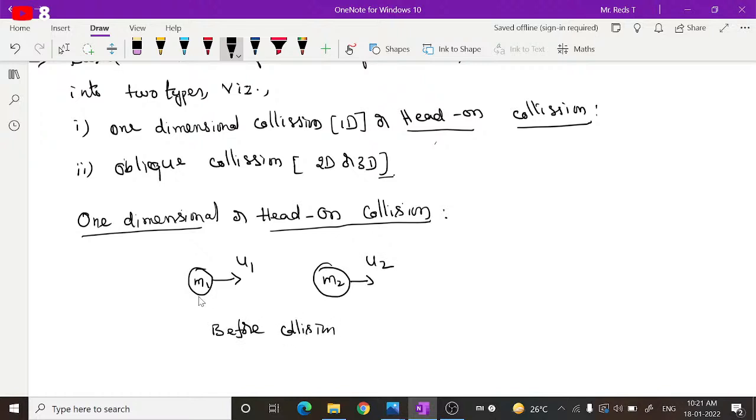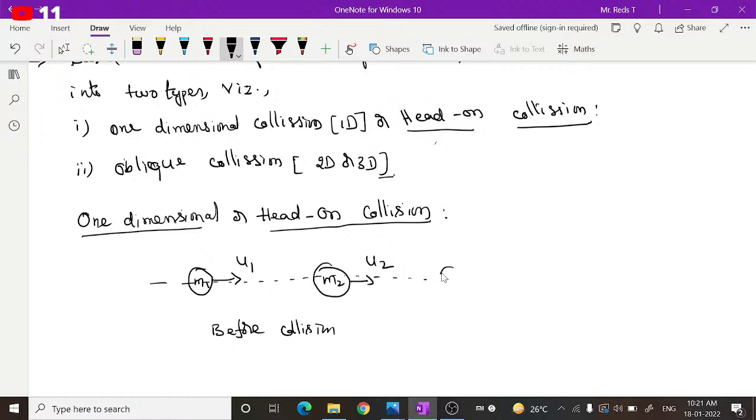Now, if you draw a line joining the centers of these two bodies, you can say they are moving along this line before collision. So the velocities are along this line. Now after collision, the velocities have changed. Provided u1 is greater than u2, this may come and hit this. So after collision, the velocity of the first body changes from u1 to v1, and the velocity of the second body changes to v2.